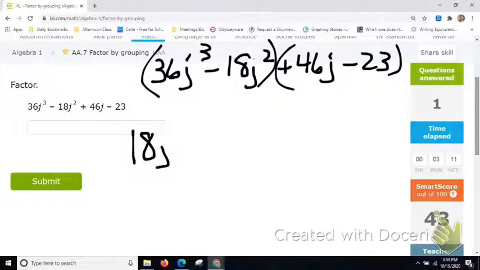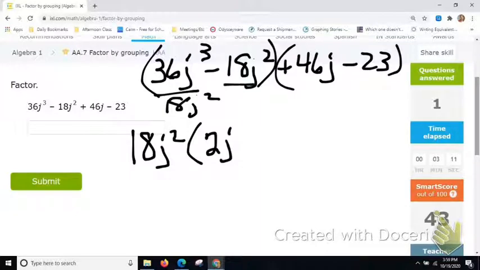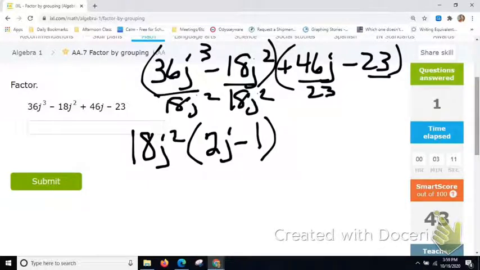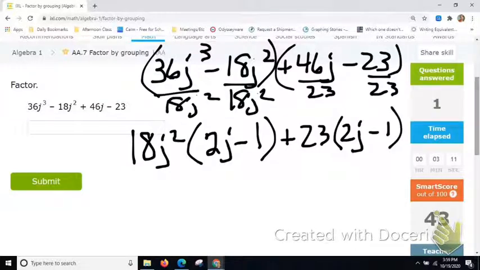And then j to the second. So I'm dividing both of these by 18j to the second, which is 2j. And then when I divide this one, I just get minus 1. And then the second part, check. Does 23 go into 46? Ah, it does, right? So 23 is our GCF between those two. And then this would be 2j minus 1.